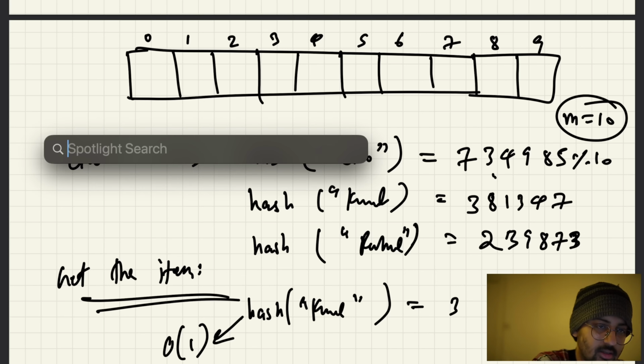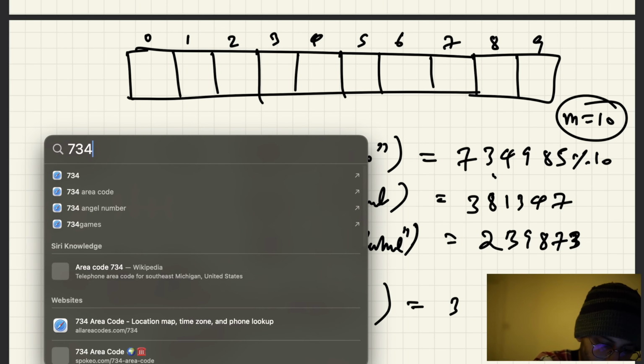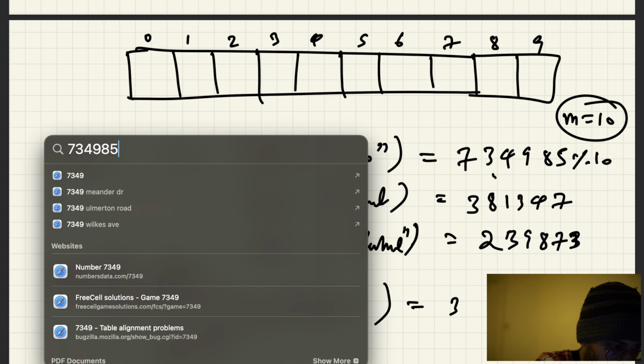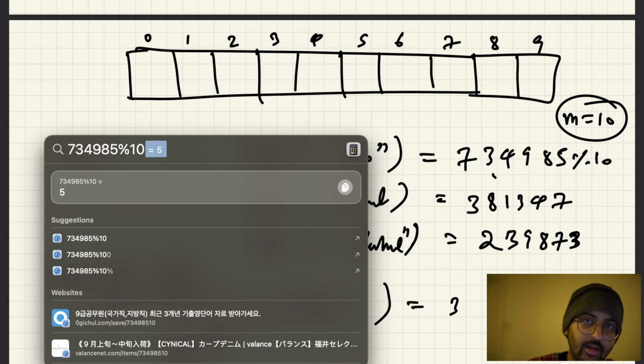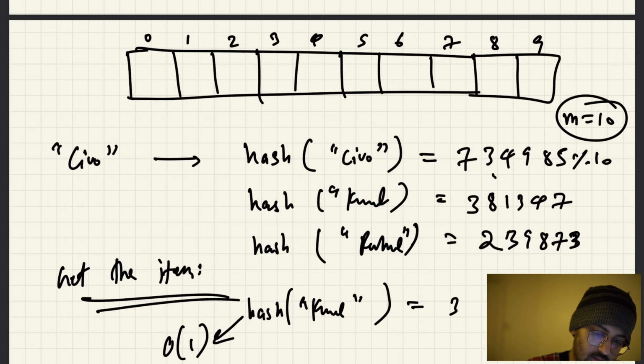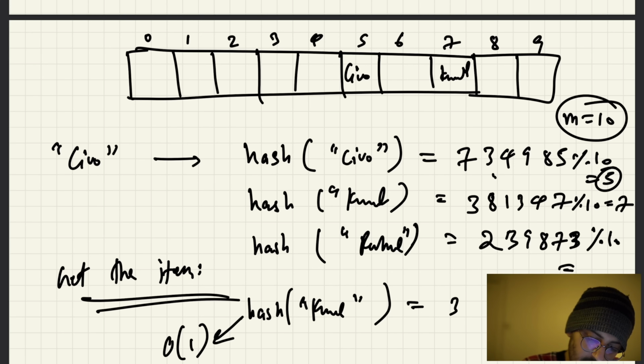Can I not do that? If I take any number, let's say 734,985 modulo 10, it gives me the remainder, which is 5. So CVO will be here. Similarly, this modulo 10 will come out to be 7. Kunal will be here. Modulo 10 will come out to be 3. Rahul will be here.